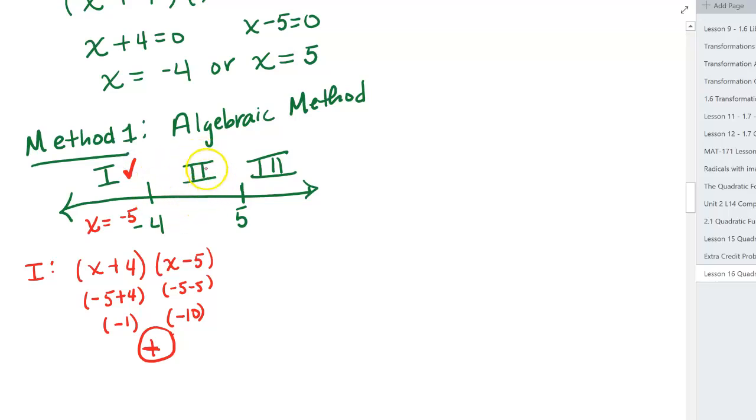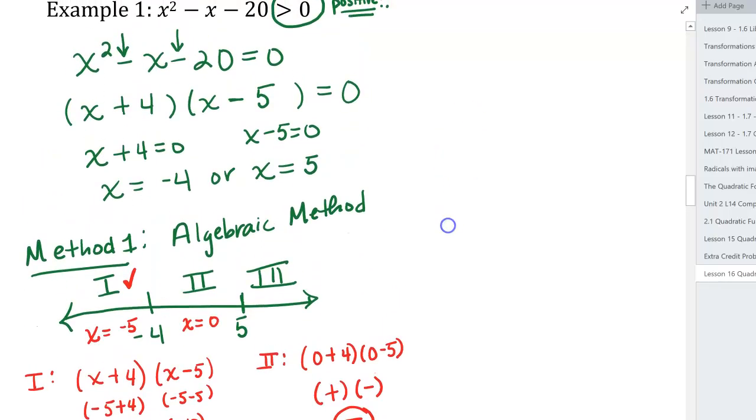Now in interval 2, I need a number that's between -4 and 5. And if 0 is in that interval, I usually choose 0 as my test number because that's easy to test with. So I have 0 plus 4 times 0 minus 5. And in all honesty, I'm really just worried about the sign here. So 0 plus 4 is a positive number. 0 minus 5 is a negative number. And a positive times a negative is going to give me a negative number.